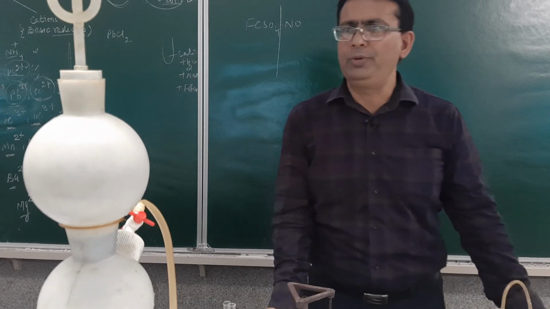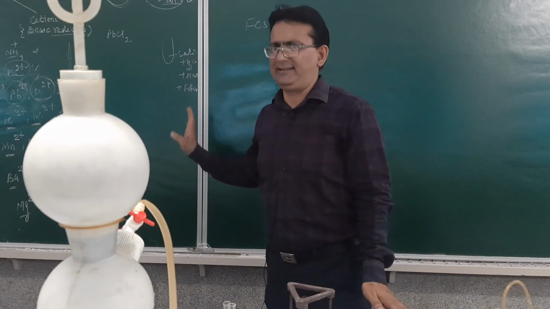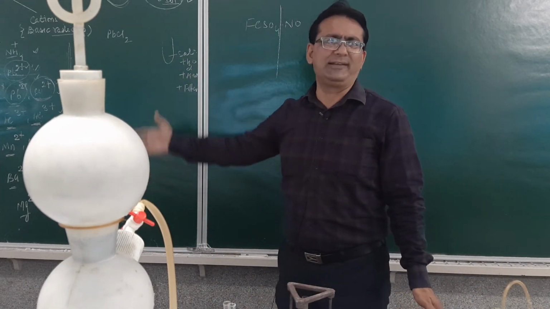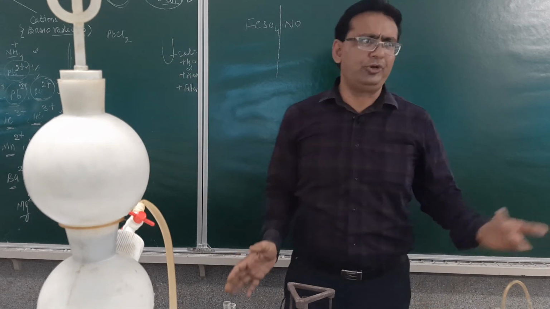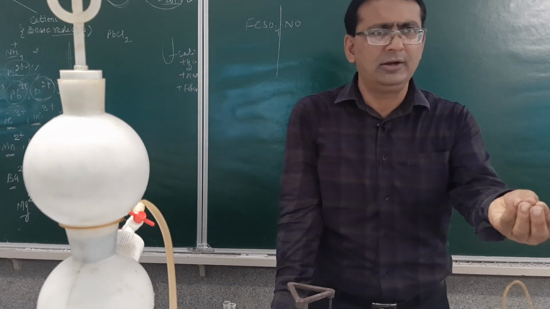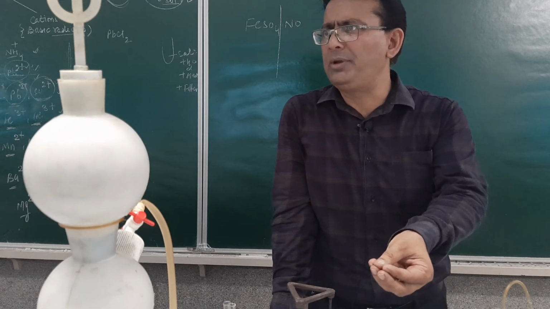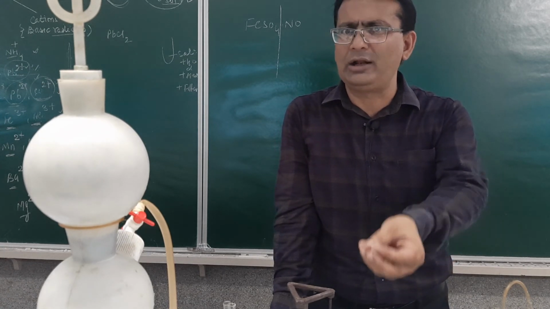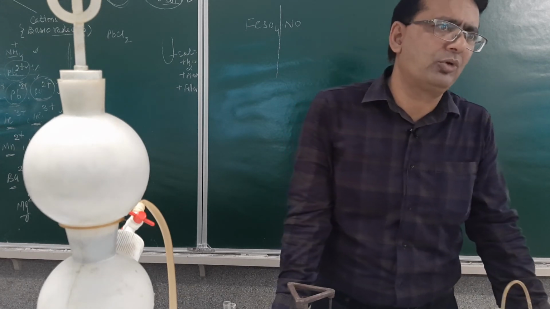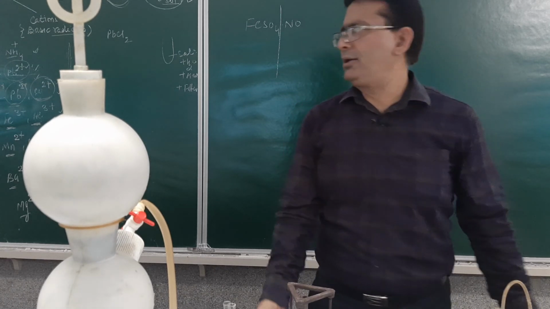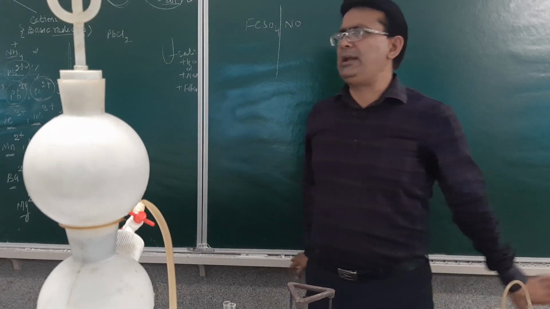Starting from group 0, group 0 is a separate test. That does not come into this separation of group analysis. So group 0 you can carry out separately. Take a salt solution, add sodium hydroxide, heat, ammonia gas will be given out. Bring a glass rod dipped in HCl over it, dense white fumes of ammonium chloride will be obtained. I think you must be very clear.